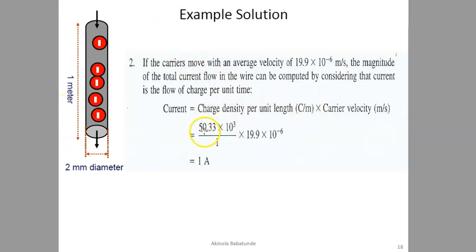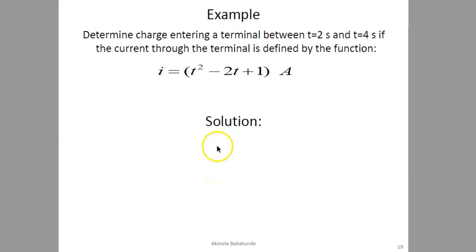So that's what we have: 50.33 times 10 raised to power 3 divided by 1 times 19.9 times 10 raised to power minus 6. If the length of the conductor were to be 2 or 3, you would put 2 or 3 here. So eventually you come up with your current. In this case, it is 1 ampere. Here's another simple example we can quickly look at.